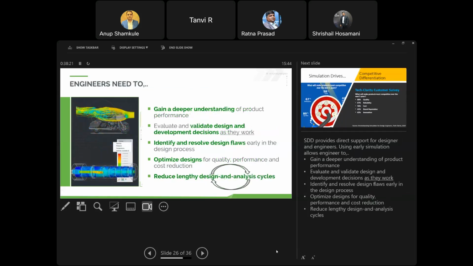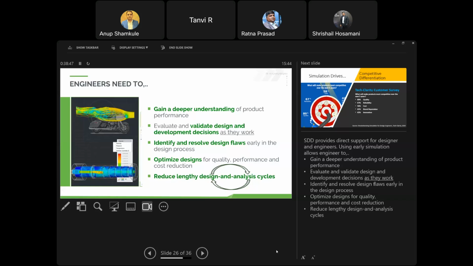This is where people will be looking at analysis tools, where we'll have a better understanding of product performance, validate designs and developments as they work, and identify and resolve issues, not only identifying them but resolving them right at the starting stage itself. At the same time, optimize the designs and reduce lengthy design and analysis cycles.